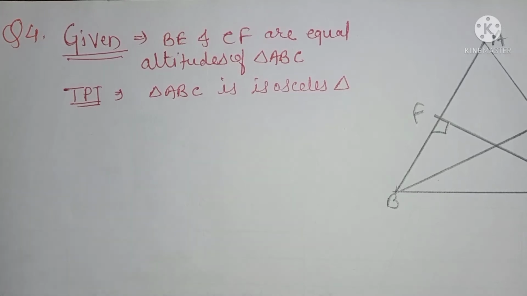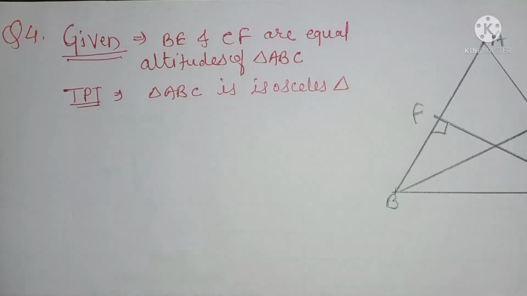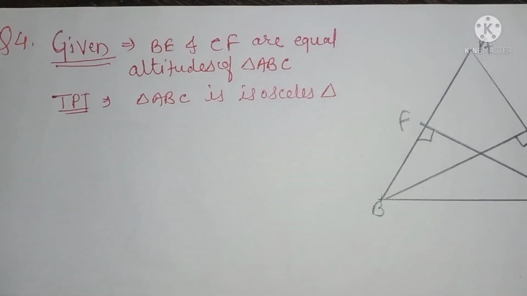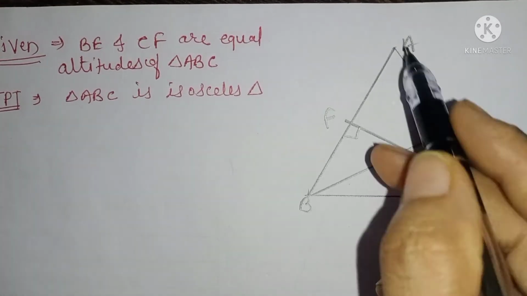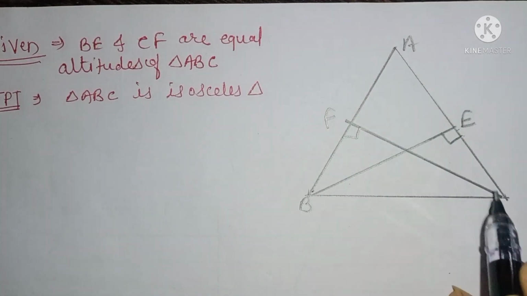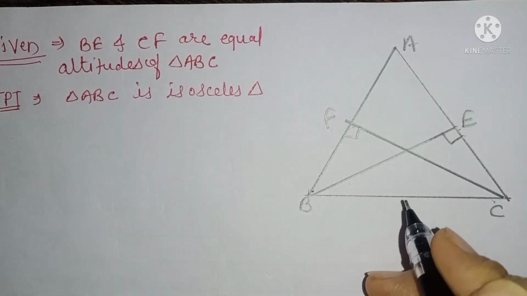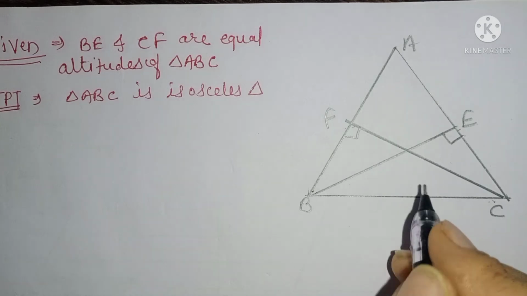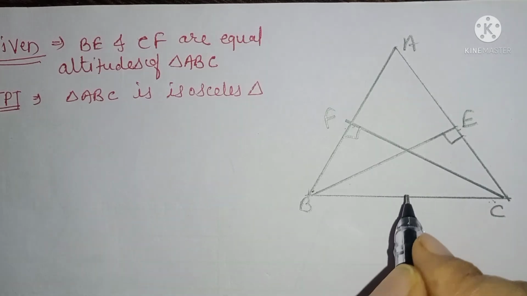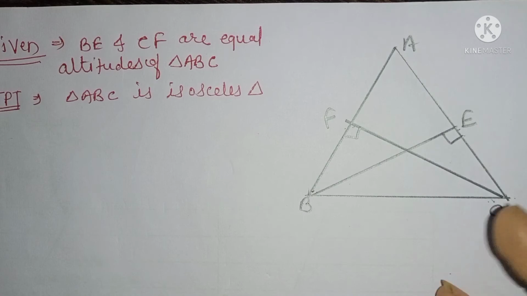Alright, now pay attention here. See, look at the diagram. This is a diagram. According to the given, I have drawn the diagram over here. This is triangle ABC and BE and CF are equal altitudes. That is, BE is equal to CF, it is given to us. And we have to use the RHS congruence criteria to prove that AB is equal to AC.